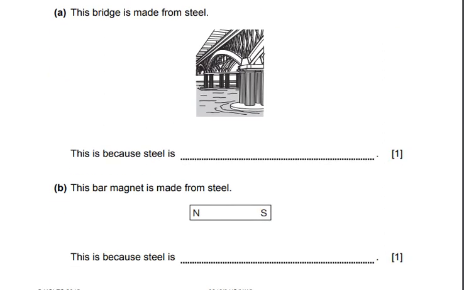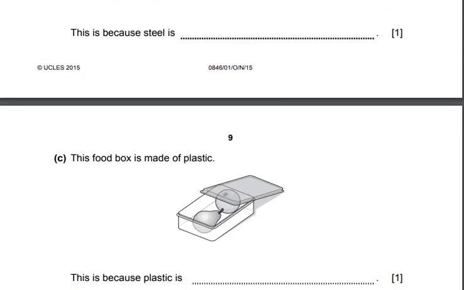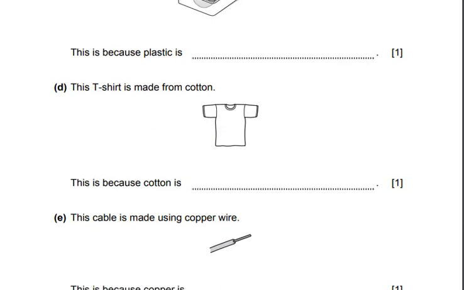This bar magnet is made from steel. This is because steel is, again we need to choose from the table, because steel is attracted to a magnet. Next page. Question C. This food box is made of plastic. This is because plastic is not poisonous. Again, you choose from the properties. D. This T-shirt is made from cotton. This is because cotton is flexible.